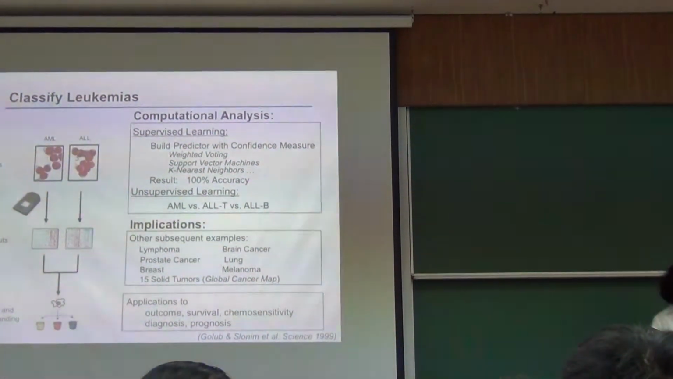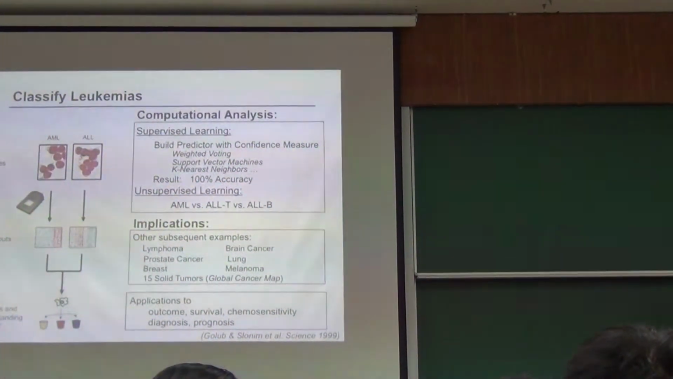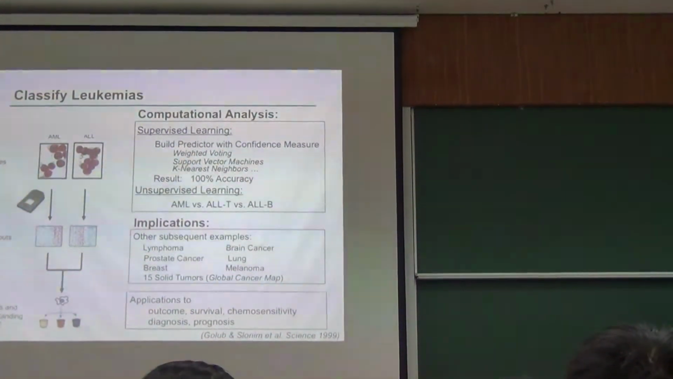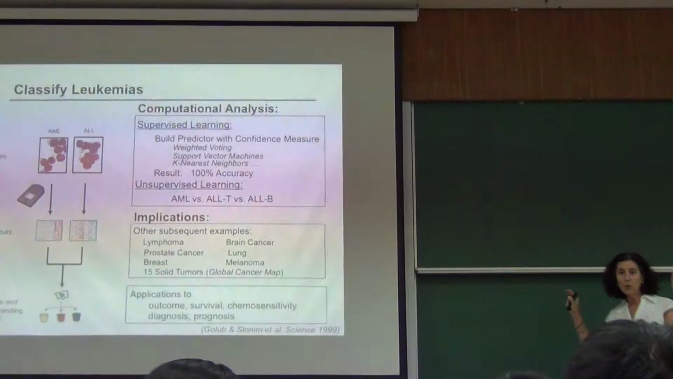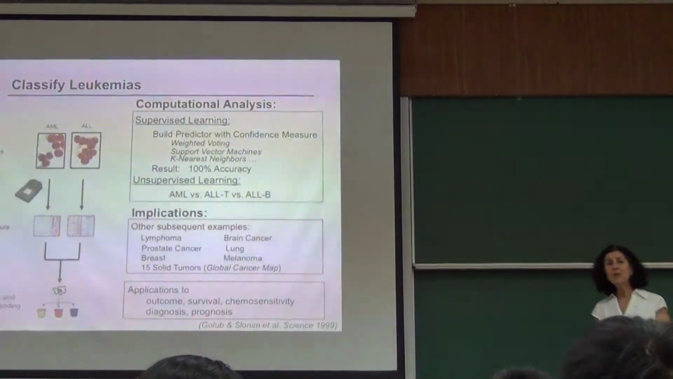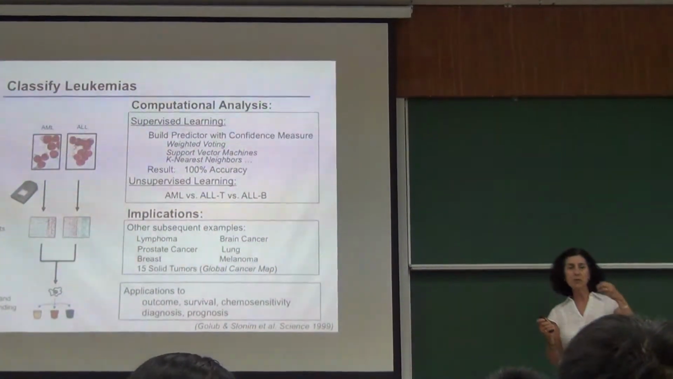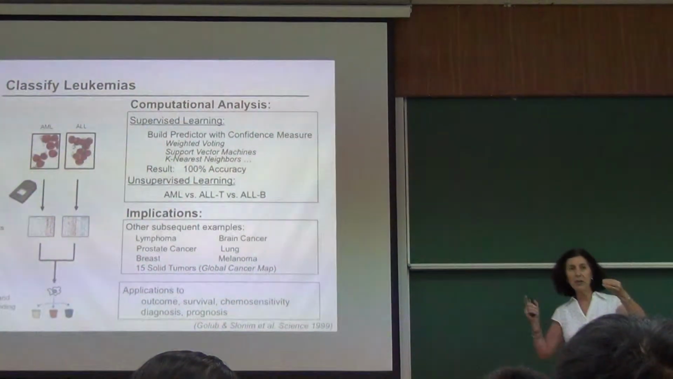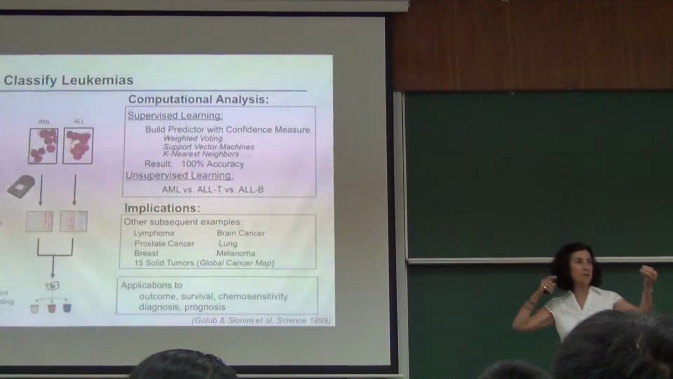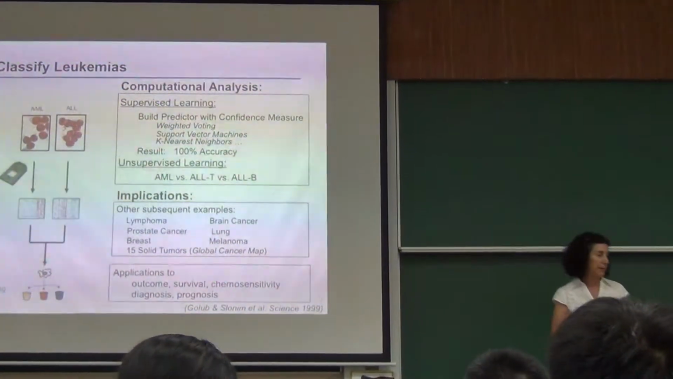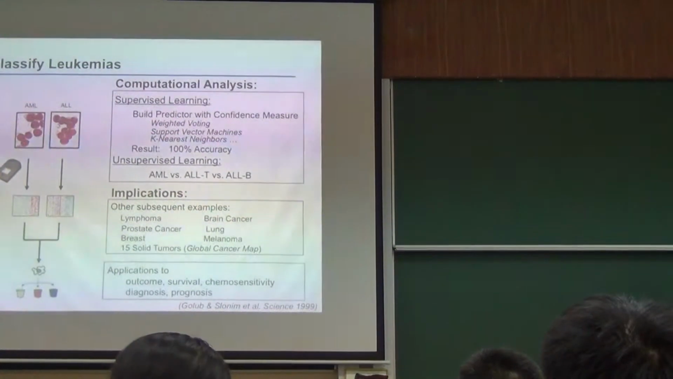It looks like the problem is solved. Well, here is the issue. The reason this was so quote-unquote easy was that there were hundreds of genes that were statistically significantly correlated with one of the subtypes of leukemia or the other. But that's not always the case.